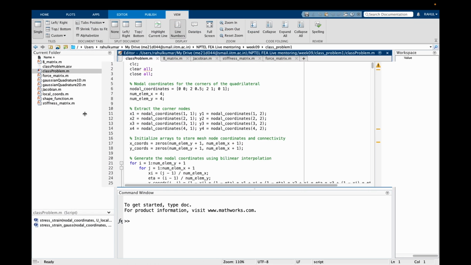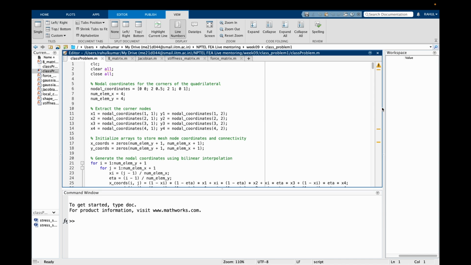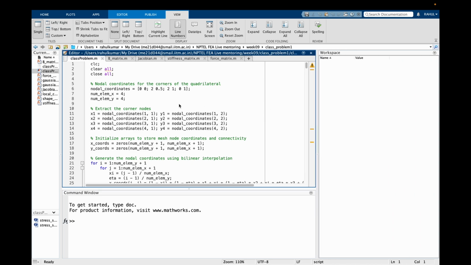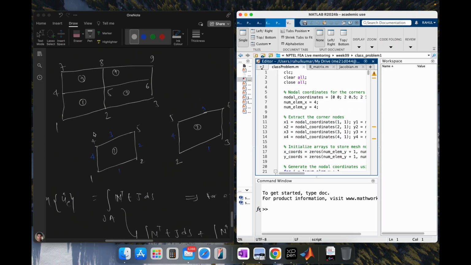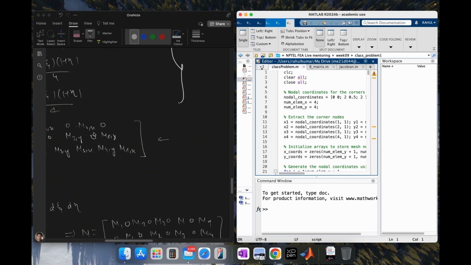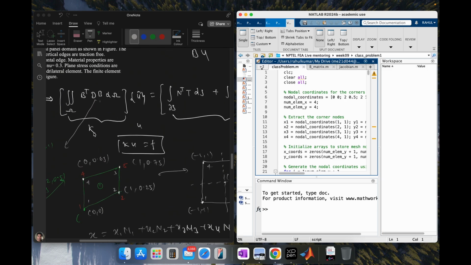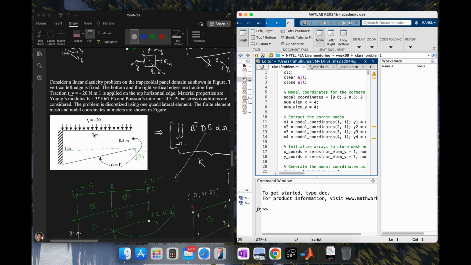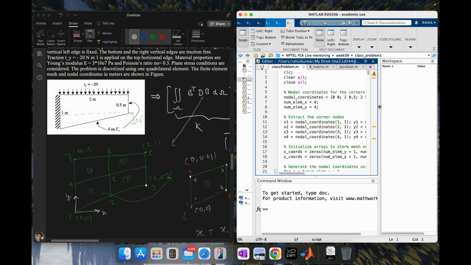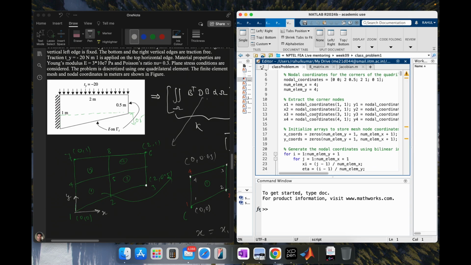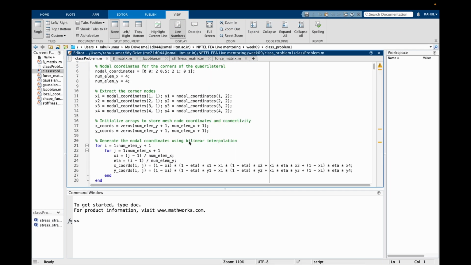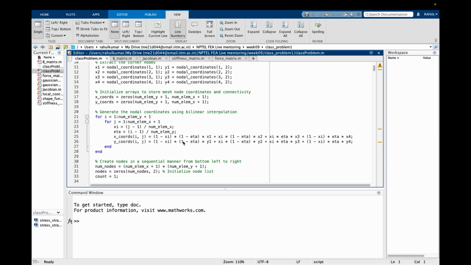So here it is the driver code. First, I am taking the total number of elements as 4, and this is the coordinates of the initial nodes, whatever it was in the physical domain. In the physical domain, the coordinates were 0, 0, 2, 0.5, 2, 1 and 0, 1, and these will be stored into x1, y1, x2, y2, x3, y3 and x4, y4.